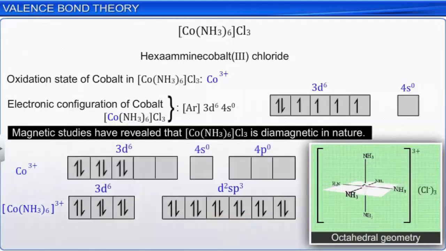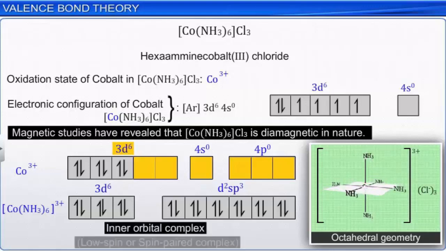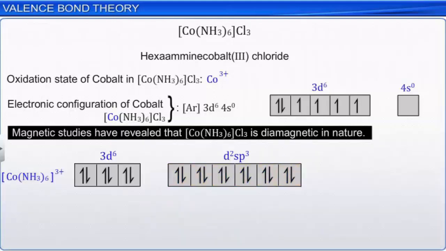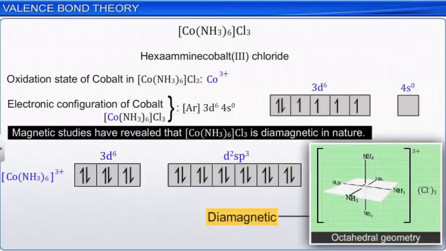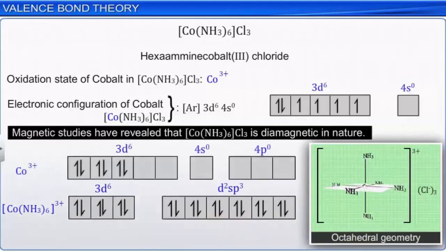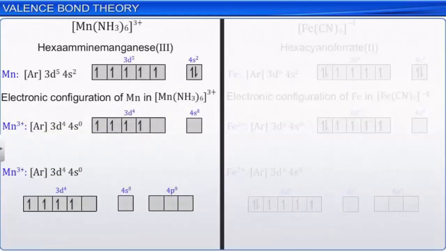That's why hexamine cobalt 3 chloride is diamagnetic in nature. So in this complex, there is no unpaired electron. We can see all these electrons are paired up. That's why this complex exhibits diamagnetic property. The geometry of this complex is octahedral. See, hexamine cobalt 3 chloride forms a low spin complex or spin paired complex because the inner orbital is involved in the hybridization. Let us see a few more examples.